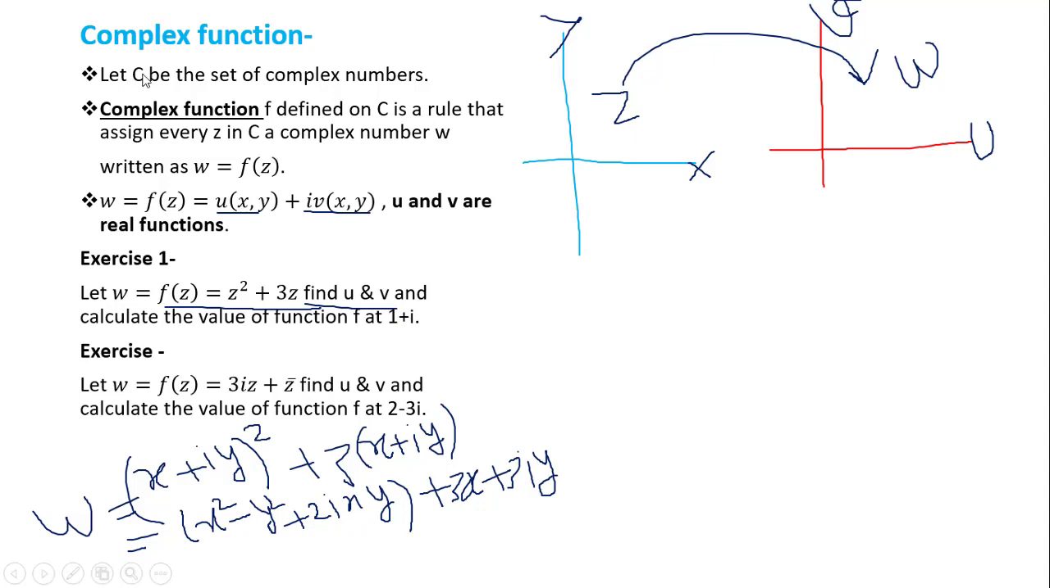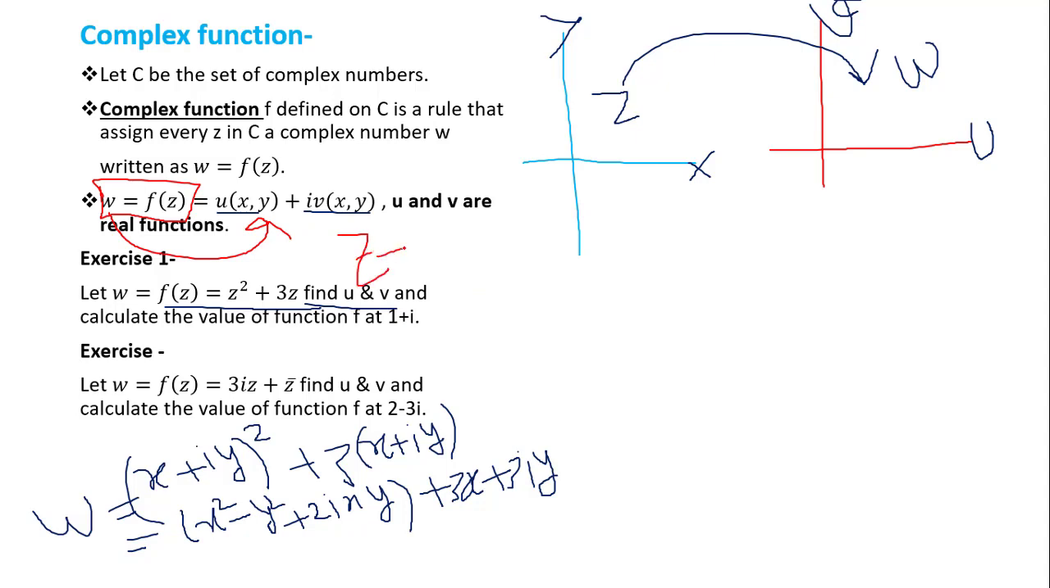Here C is taken as the set of complex numbers. Any function defined on C is a rule, a simple rule which assigns every z in the xy plane to a complex number w in the uv plane. What is most important is that you understand w is a function f(z), and w is in the form u plus iv.